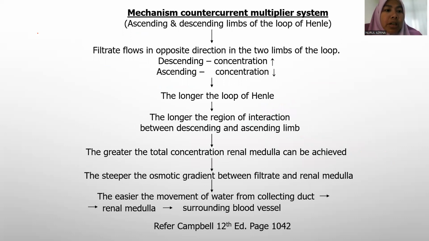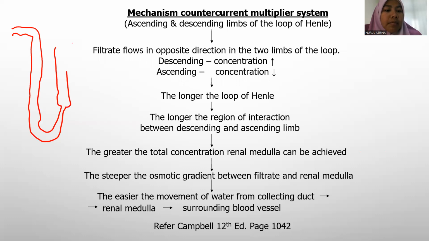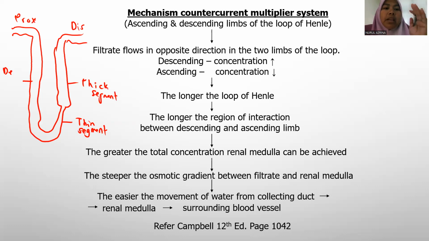Okay, let me draw the loop of Henle. Okay, so assuming this is descending loop of Henle, okay, so this is proximal. This is distal tubule, right? So here we have the descending, and also this is the thin segment of ascending, and this is the thick segment. Thick segment of ascending loop of Henle. Okay, right.